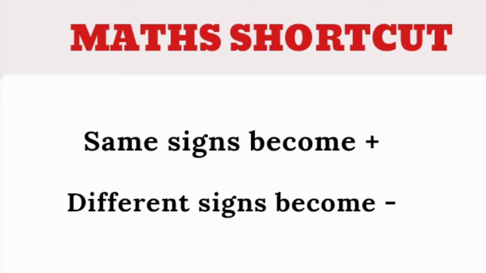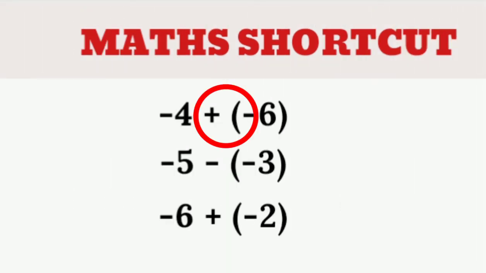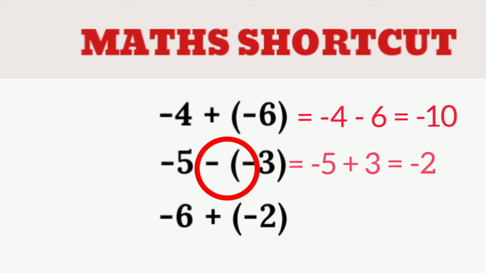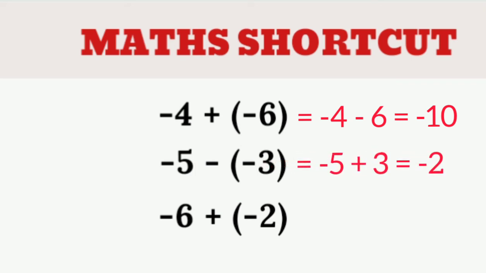For the first one, we have plus and minus, so it becomes minus. So we have minus 4 minus 6. And from what we saw earlier, the same signs here, we will add the numbers and put the sign. So the answer is minus 10. For the second one, we have minus 5 minus 3. This becomes minus 5 plus 3. And because the signs are different here, remember the very first rule, we will subtract. 5 minus 3 is 2. And we will put the sign of the bigger number, which is minus. And our final answer will be minus 2.